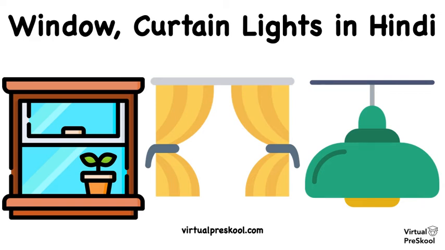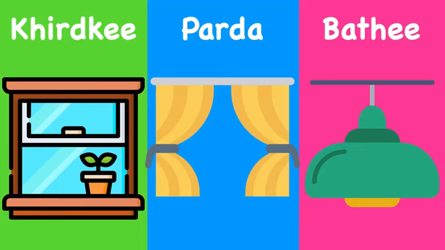In class you learned a new vocabulary for window, curtain, and lights in Hindi. In this video we're going to review them. Let's review the vocabulary. Window is khidki, curtain is parda, and lights are batti.